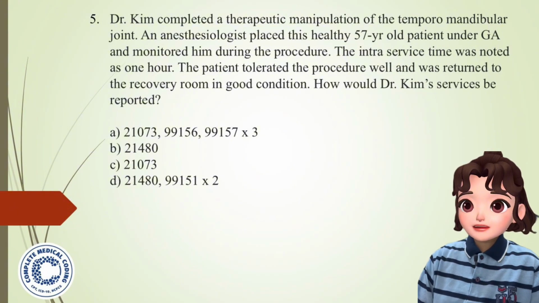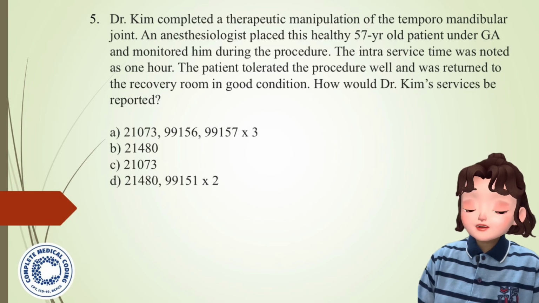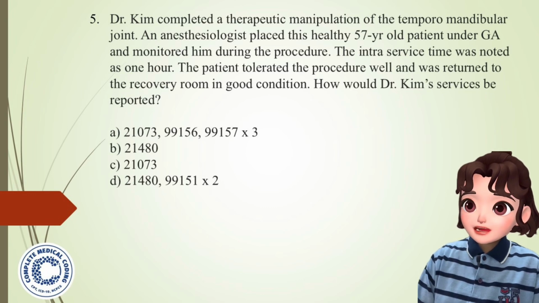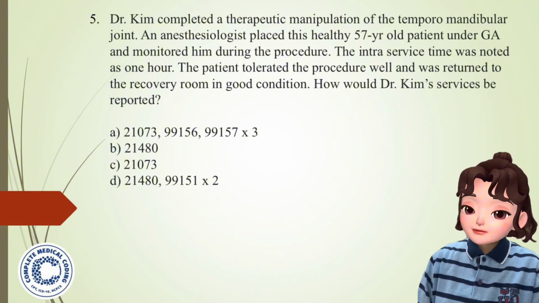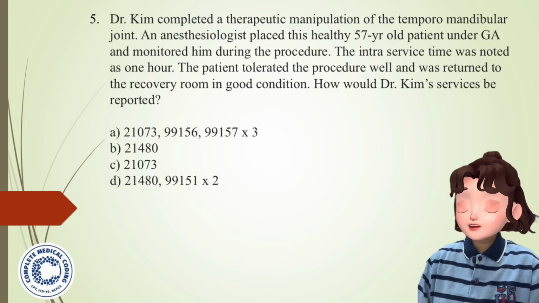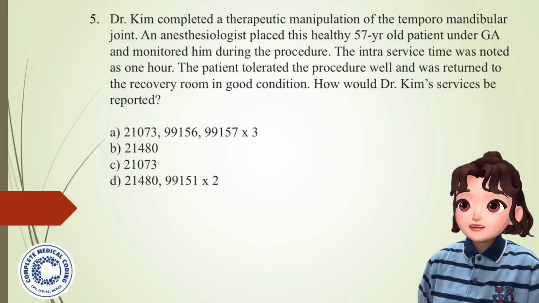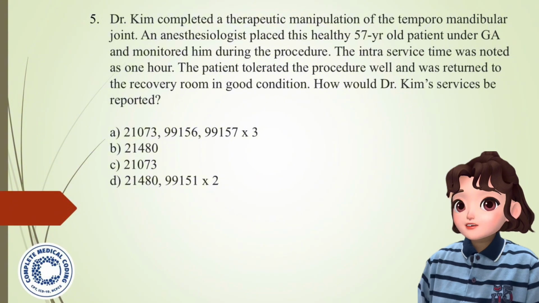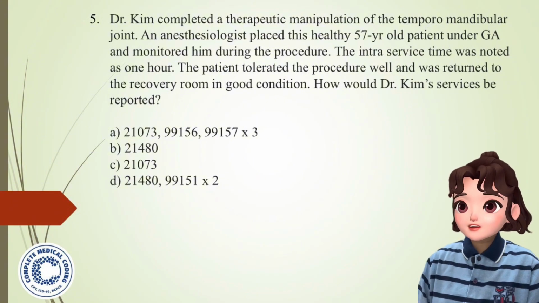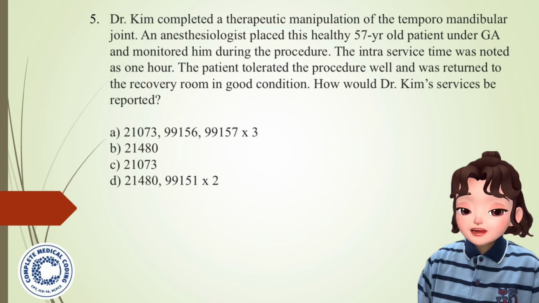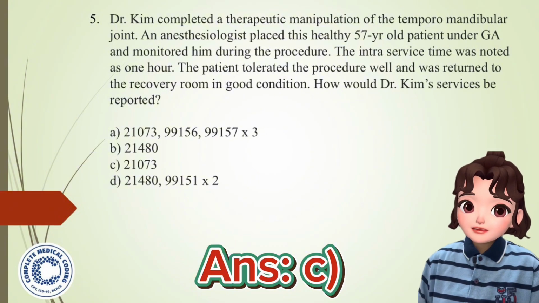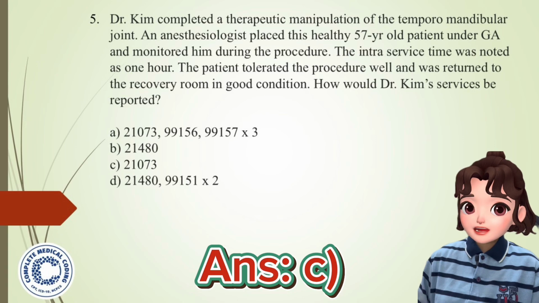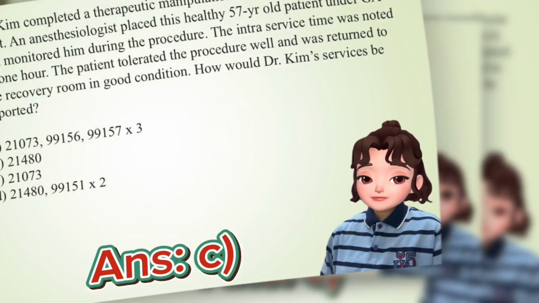21073 is there in options A and C, but in option A there are additional codes. These 99156, 157, all these are additional monitoring codes, additional monitored care service, which is not required. So 21073 is the answer. So the answer will be option C, 21073. In that itself, the monitored anesthesia care description is mentioned. So you don't have to code separately for monitored anesthesia care. Okay. So the answer is option C.